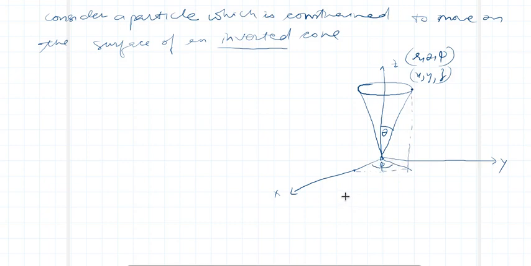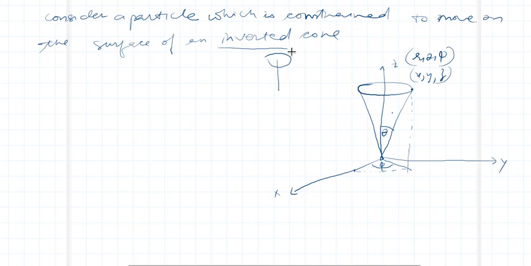This angle is phi. But for a particular cone, this theta will not change. Theta doesn't change. The particle may be here, but it's a curved path. So for that curved path, the particle may be anywhere over the surface, but that theta will not change. Theta will remain the same.